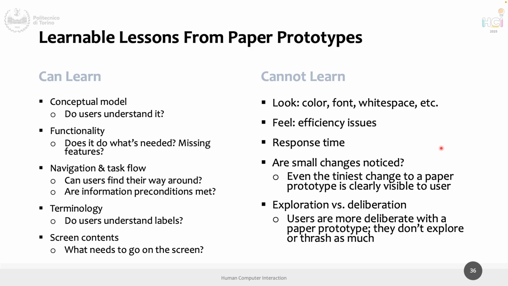With a computer, instead, maybe it will just change the border, the color of a border in the top corner of the interface. So that is not something that a low fidelity prototype will allow us to understand. And we cannot learn if it's more exploration or deliberation, because with a paper prototype, people are typically more deliberate in what they do instead of exploring and clicking things around and trying to do things on their own. Also because you have another person that actually plays the computer and moves the pieces around.